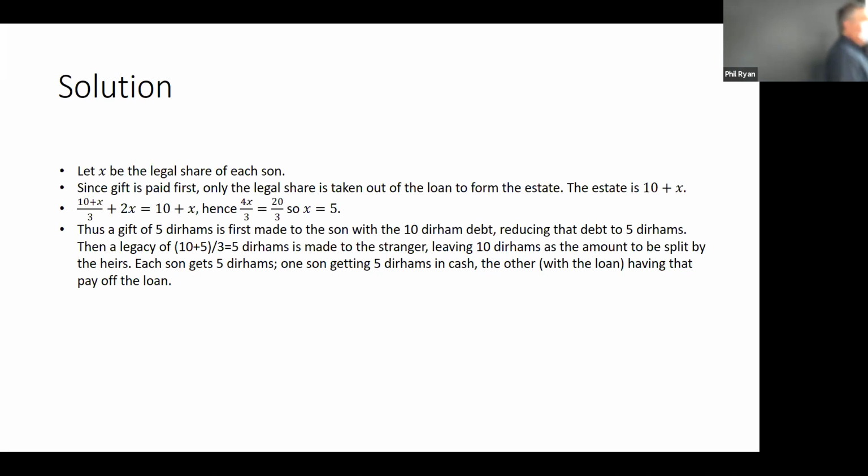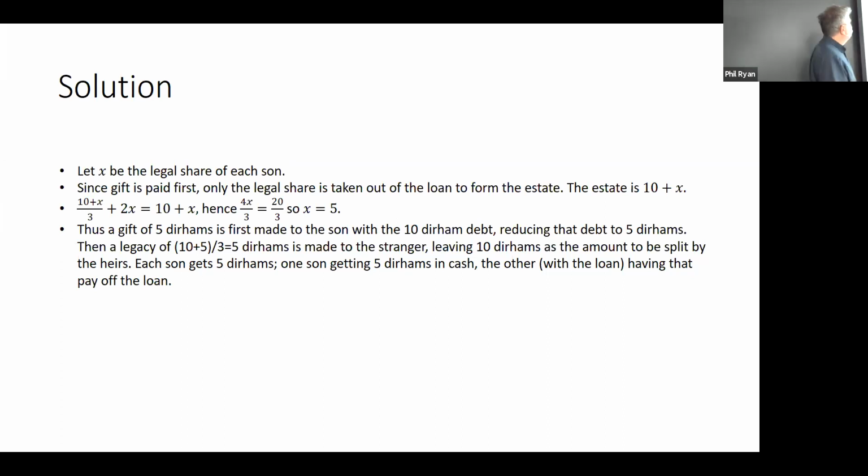Okay, and so the way that you do an algebra equation is you have 2 different ways of saying the same thing. The estate is 10 plus X, but the estate gets shared out. So 2X is the share of each son, and the stranger gets 1/3 of the estate. So that's (10 plus X) divided by 3. And that gives us an honest to goodness algebra equation.